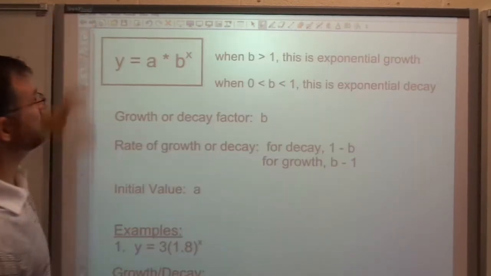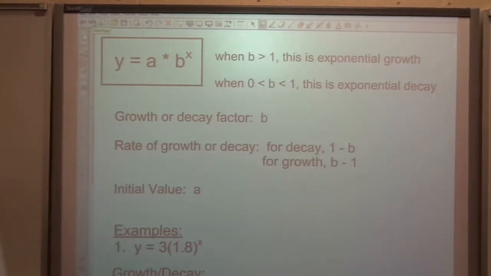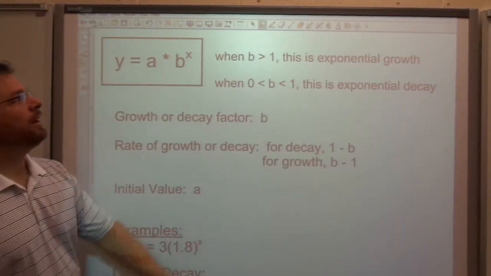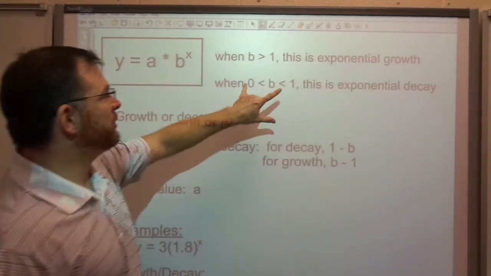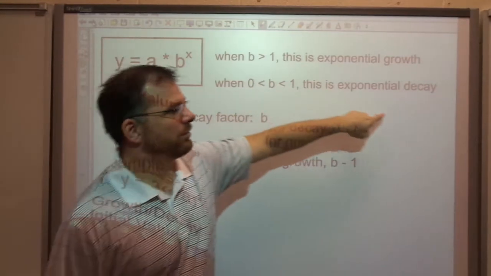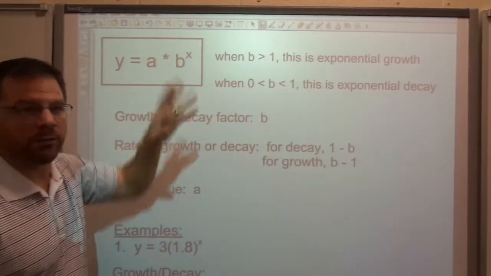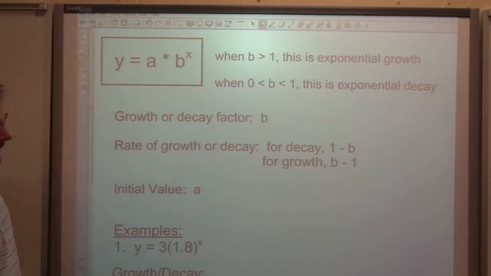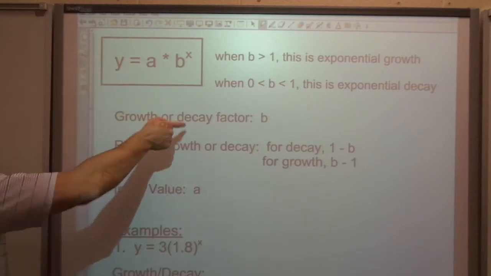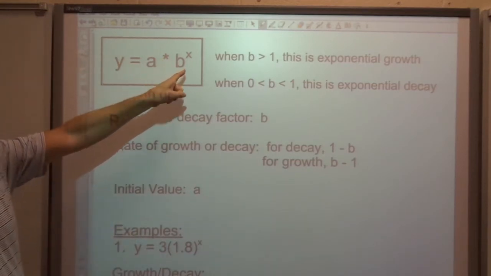Here's the general formula. Y equals a times b to the x. When b is greater than 1, it's exponential growth. When it's between 0 and 1, it's exponential decay. If it's negative, it's all different. We don't need to worry about that. So a couple of different things we can identify. The growth or decay factor is always this number b.